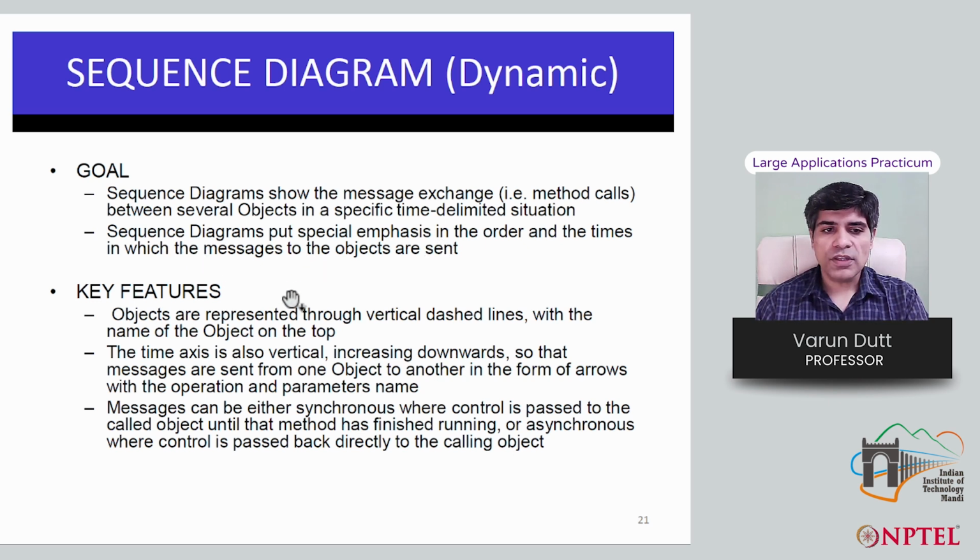Key features of sequence diagrams include: objects are represented through vertical dashed lines with the name of the object on the top, and the time axis is also vertical, increasing downwards, so that messages are sent from one object to another in the form of arrows with the operation and parameter names. Messages can either be synchronous, where control is passed to the called object until that method has finished running, or asynchronous, where the control is passed back directly to the calling object.